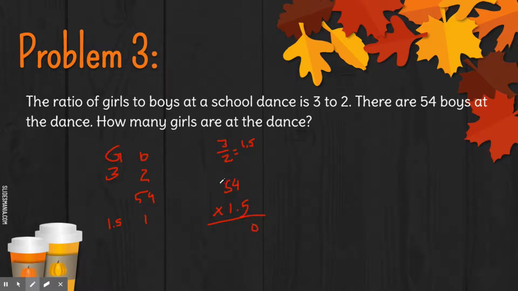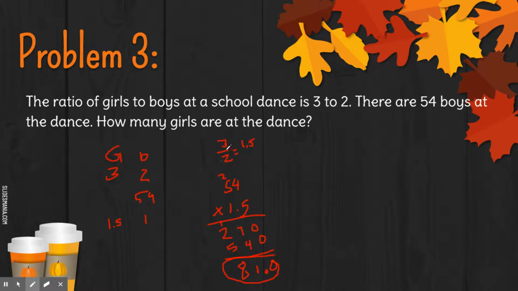5 times 4 is 20, carry the 2. 5 times 5 is 25 plus 2 is 27. Bring the 0 down. 1 times 4 is 4. 1 times 5 is 5. 0 plus 0 is 0. 7 plus 4 is 11. Carry the 1. 5 plus 2 is 7 plus 1 is 8. Put 1 decimal point in. That gives me 81 girls.